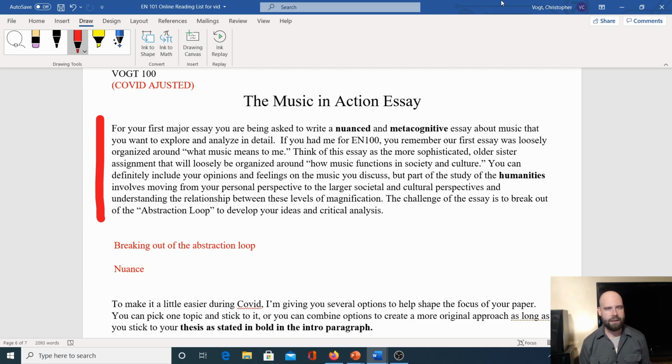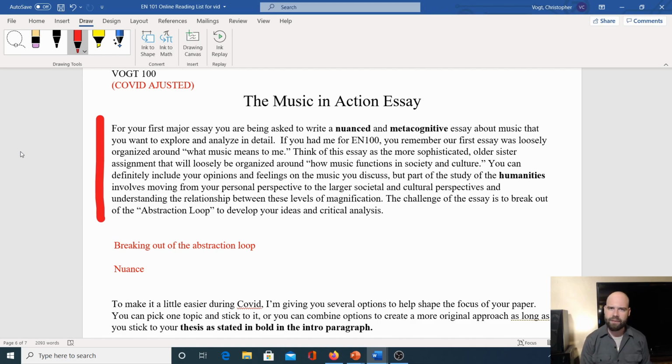You could say the EN 100 essay was essentially, what does music mean to me? Or why do I like certain kinds of music? And you just try to figure out how to create supporting evidence for that. Think of this as the sophisticated older sister version of that assignment. We have the same challenge, but instead of what does music mean to me, you're trying to plug music into either culture or society. So how music activates or how music exists in society or interacts with culture or perpetuates culture.